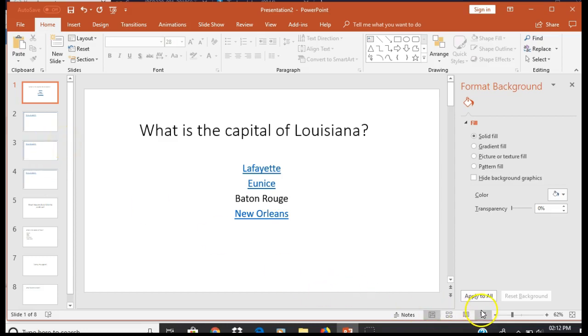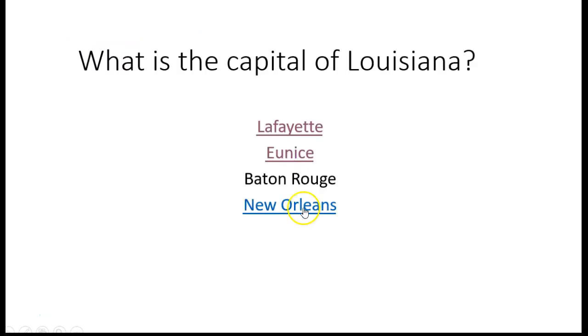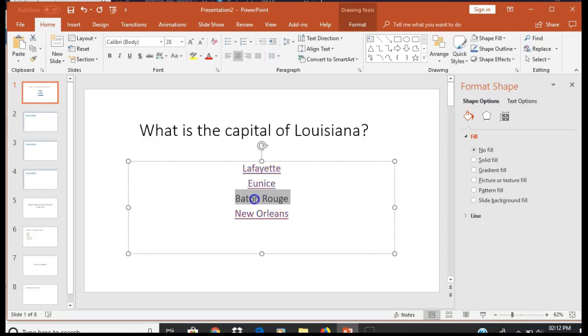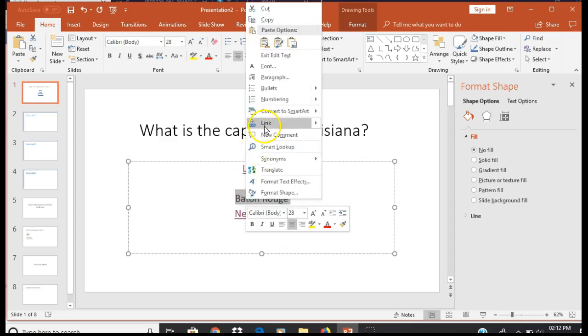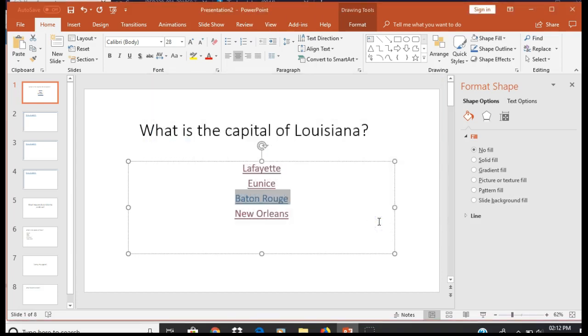Now let's see how it works. You go to Lafayette, click on it, "sorry, try again." You see only Lafayette changes the color, which means that there are other options there. Eunice, try again. New Orleans, try again. So all the wrong choices still remain there, and if we connect the right choice to the right slide, "wow, you are sharp," we are done.